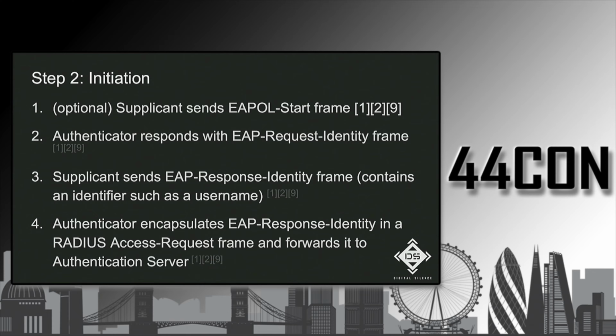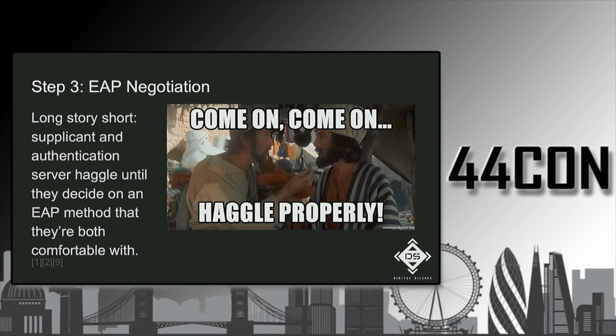Basically what initiation means is you're initiating the authentication process. Either the supplicant or the authenticator can start this. If the supplicant's starting it, it's going to start by sending an EAPOL start frame. The authenticator is going to respond with an EAP request identity frame, which is basically asking the supplicant, who are you? So it's asking for its username. The supplicant's going to send a response identity frame, which is going to contain an identifier such as a username, and then that's going to be received by the authenticator, which is going to encapsulate it into something that the RADIUS server or the authentication server can understand, and forward it to the authentication server. At that point, we transition to step 3, EAP negotiation.